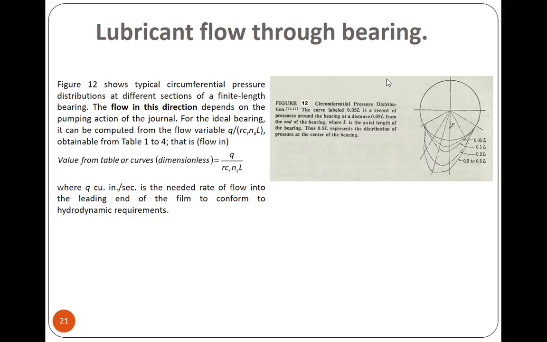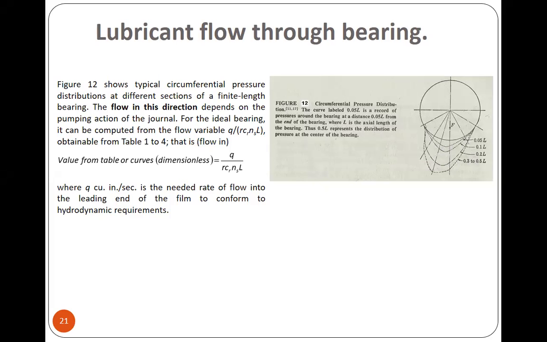Now, figure 12 shows, okay, for lubricant flow through bearing. So figure 12 shows typical circumferential pressure distribution at different sections of finite length bearings. The flow in this direction depends on the pumping action of the journal.